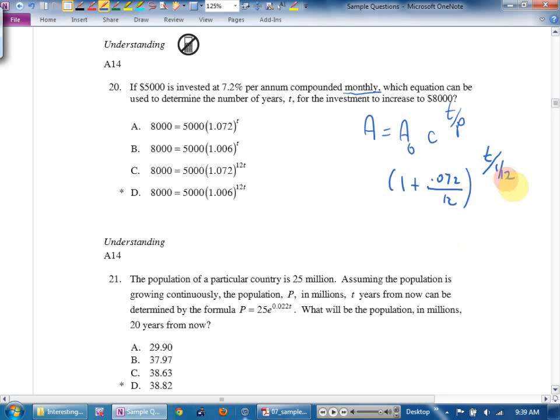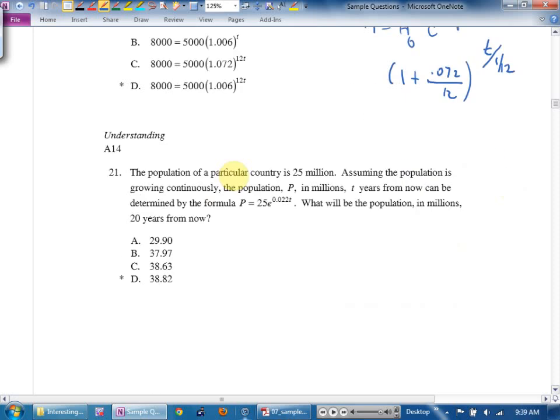It's not this one. Okay. Most common answer kids pick is this one or that one. If they give you base E, they will give you the equation.